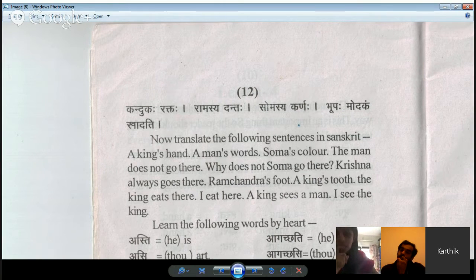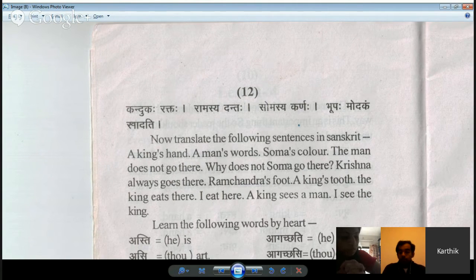Then Ramasya dantaha means Rama's tooth. Dantaha is tooth. Ramasya, Rama's tooth. Somasya karnaha. Karnaha is ear. In Hindi you say kan, right? So it is derived from karnaha. Somasya karnaha, Soma's ear. Bhupaha modakam khadati. We already saw that example. Bhupaha khadati. The king eats. Bhupaha kim khadati? Bhupaha modakam khadati. The king eats a modak.